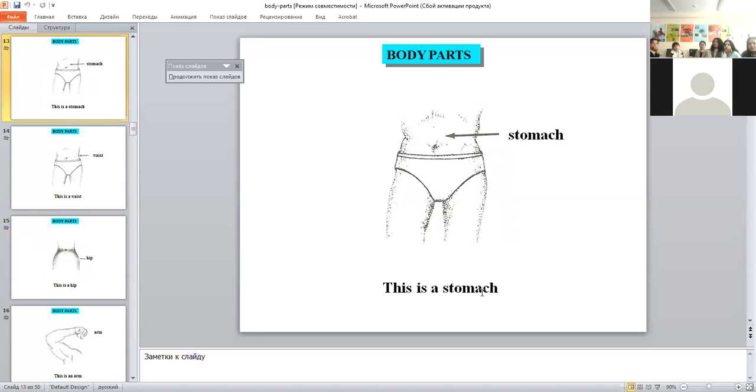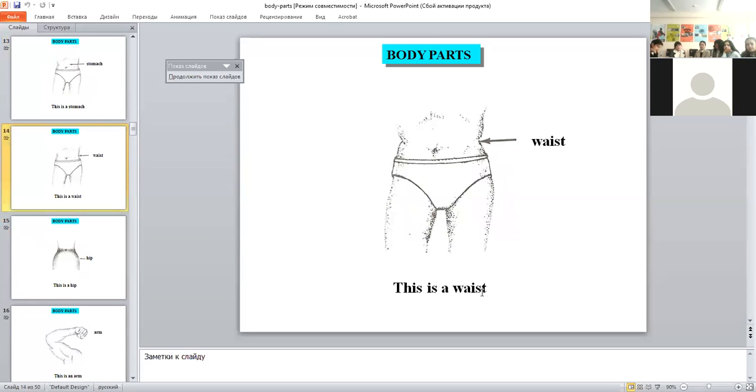Stomach. Okay. And this is a stomach. This is a stomach. Okay. Good. And pay attention. Waist.